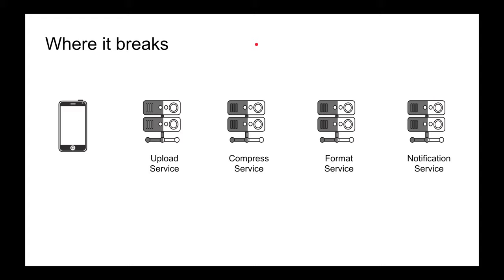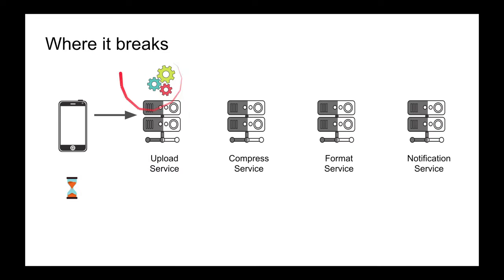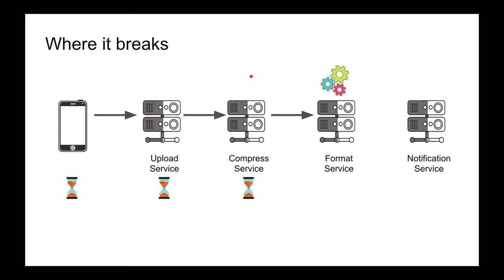Well, it's still simple, but it really breaks down if you think about it. So the client makes a request, uploads that beautiful raw MP4 video, and it waits. It can do other stuff in the background, but it's still waiting. And then the upload service processes that stuff. And once it's done, it makes a request to the compress service to compress the uploaded video. Now the compress service is processing, and once it is done, it makes a request to the format service and waits.